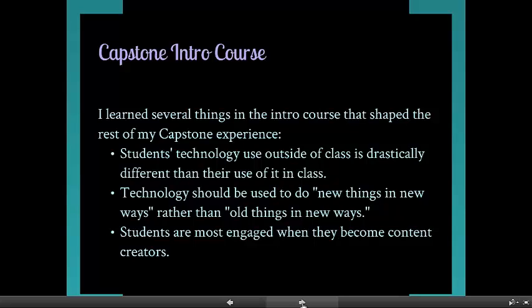Second, I learned that the effective use of technology was not simply using technology as a way to do old things in a new way. In reviewing my own practices, I discovered that I frequently use technology in this way. In the course, it was going to be important for me to search for ways to use technology to do new things.